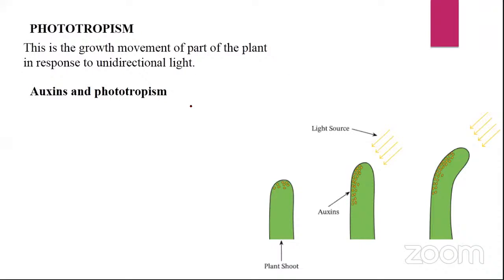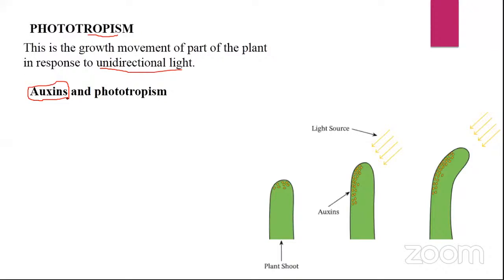Okay, let us continue with phototropism. Photo means light, and tropism is a growth response. When you combine the two words, the growth movement or response of part of a plant in response to a unidirectional light, that is phototropism. And what is going to influence this growth response is what we call auxins. So these auxins, you can call them plant hormones. Of course, there are quite many, but for us, we shall group them as auxins so that we can understand them well.